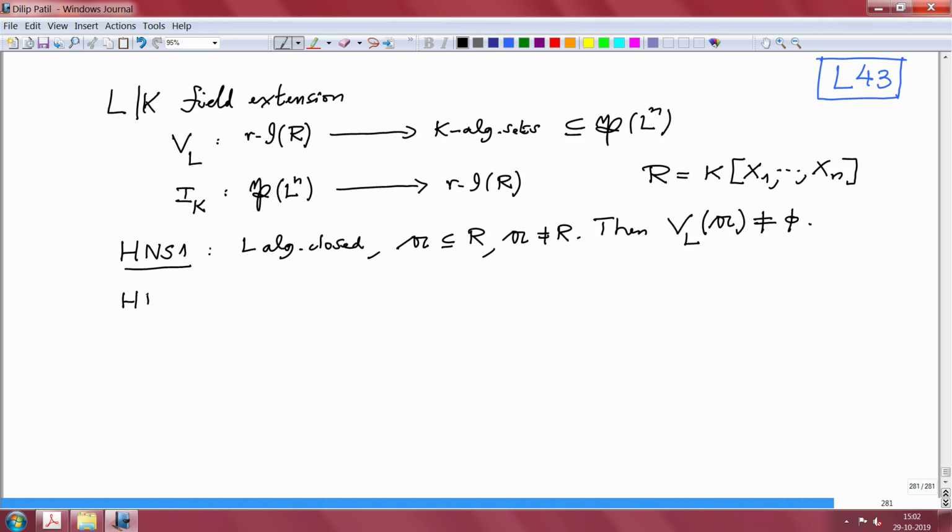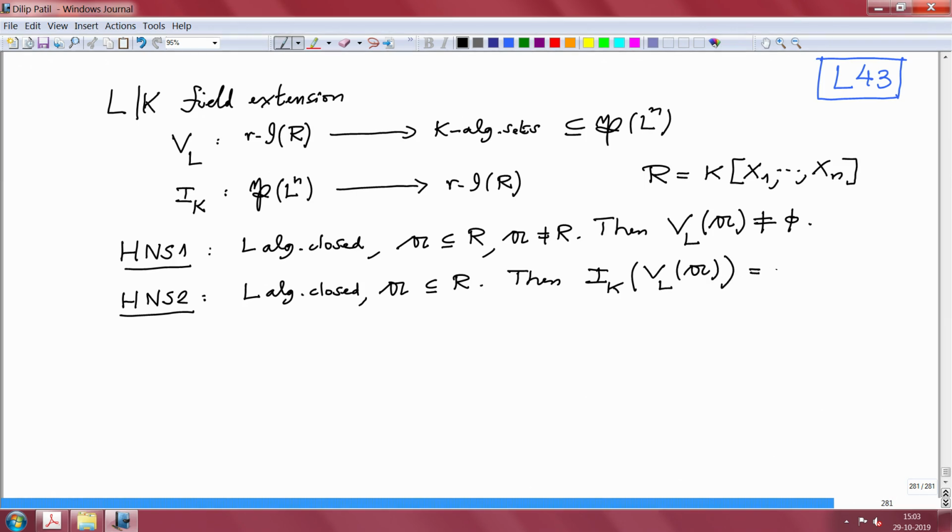HNS2, that is, if I take again L algebraically closed, and A is any ideal in R, then if I take IK of VL of the ideal A, then you get back not A but the radical of it. So, in particular if A were a radical ideal, then you get back your ideal A.